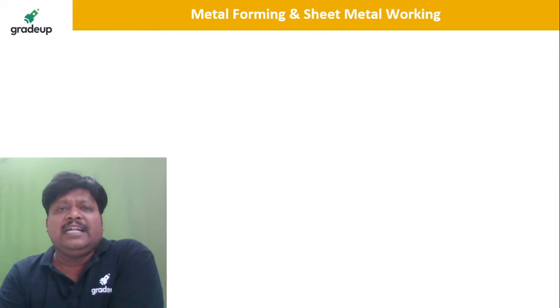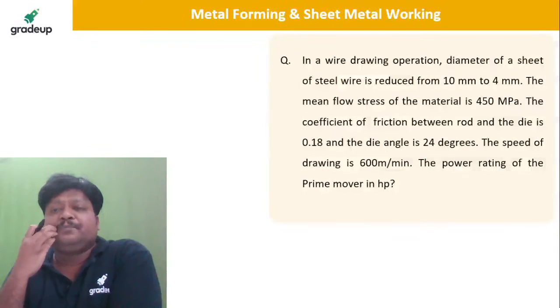Now no need to go into those details. If we have a large difference between delta H and delta H max, that is the maximum possible reduction per pass, then you will get a value more than 1. Okay, no issue. Take this question.